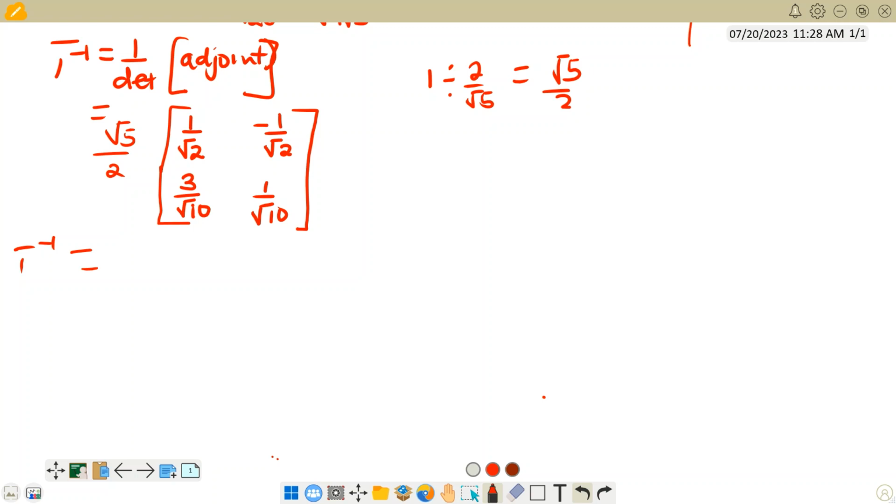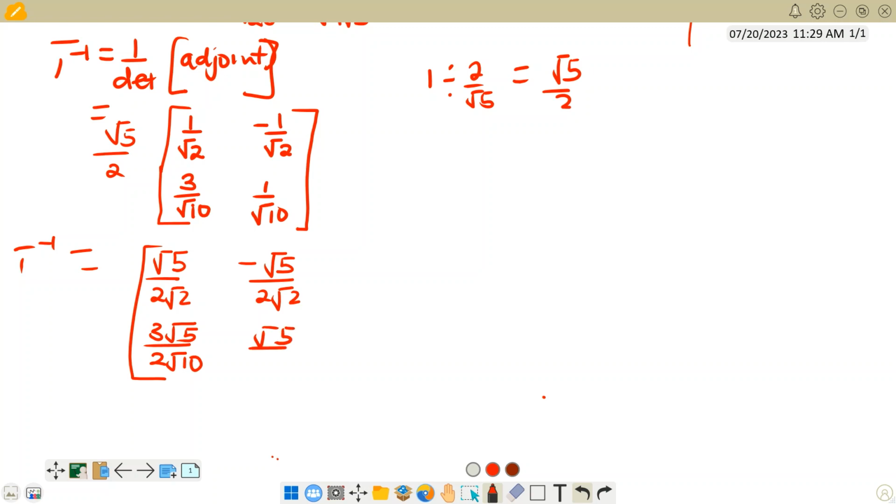So multiplying this by everything in the brackets, this will give us square root of 5 over 2 square root of 2 there, and then over here we're going to have minus square root of 5 divided by 2 root of 2, and then down there we're going to have 3 square root of 5 over 2 root of 10, and then here we are also going to have square root of 5 divided by 2.